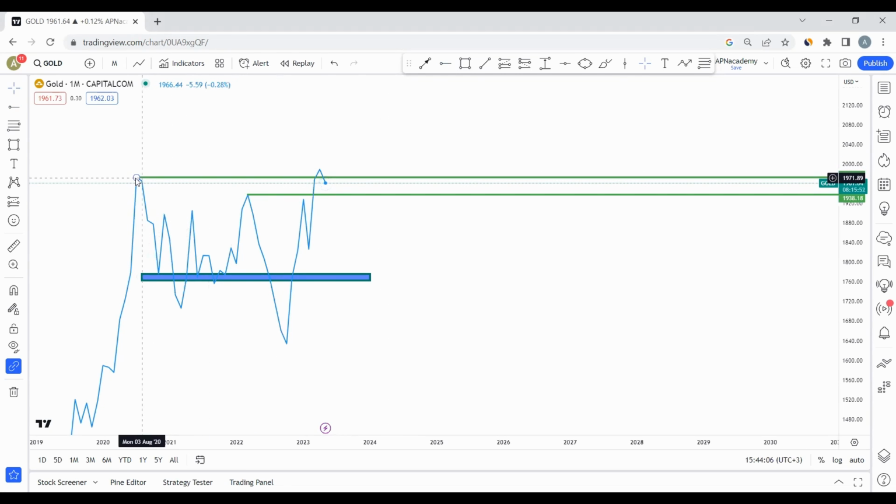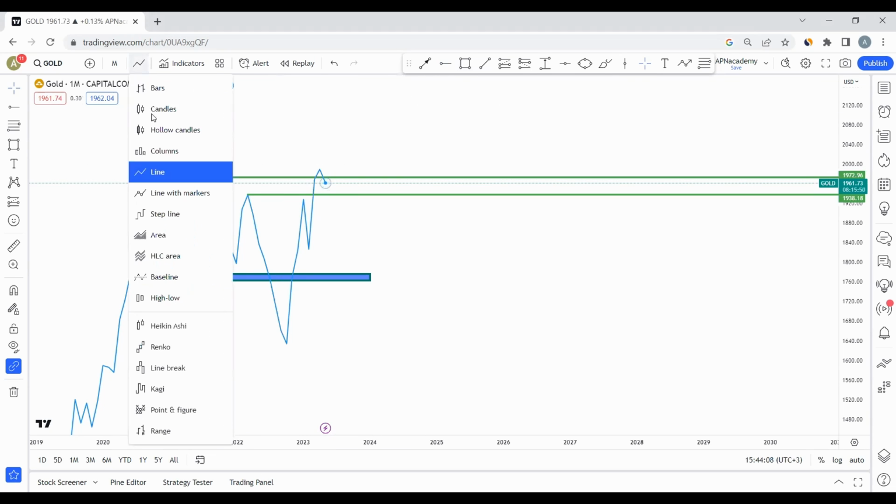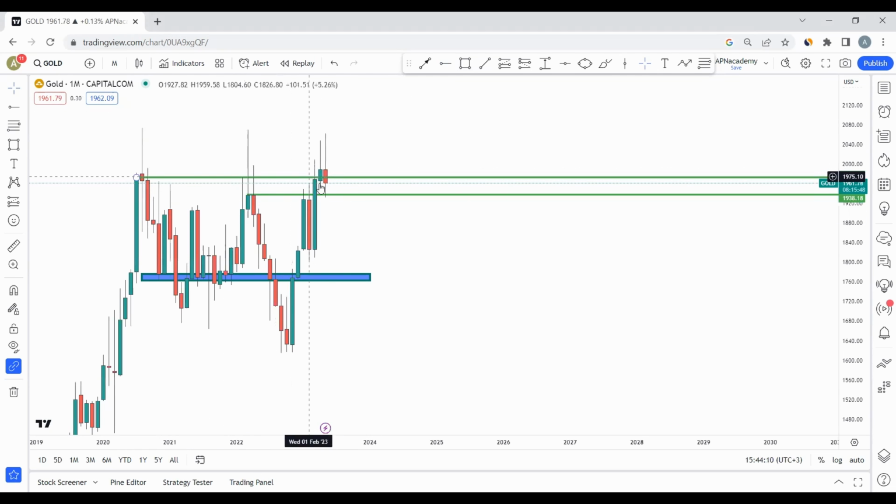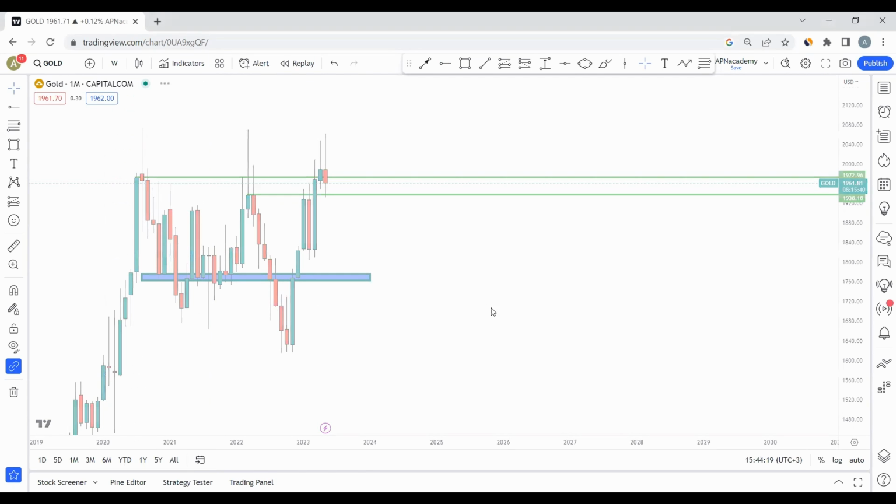This is a high, this turning point here. So when I go back to candlesticks, it will be much more clear here. We're currently below it. So it's like we're trapped between this resistance and this support here, which was previous resistance acting as our support. Now, when we go down to weekly, what do we observe?